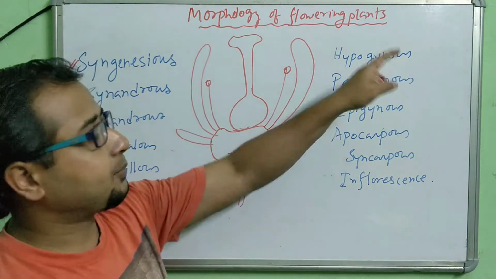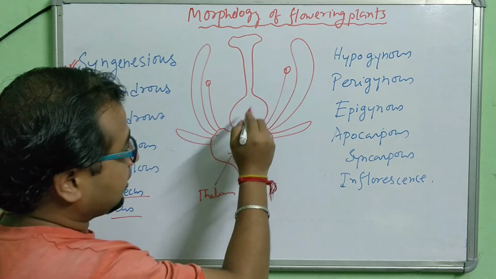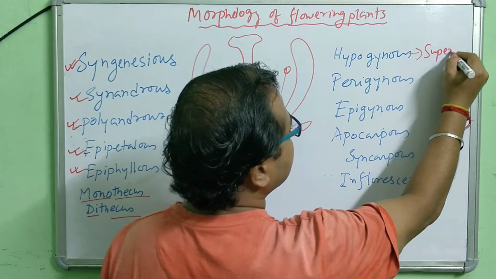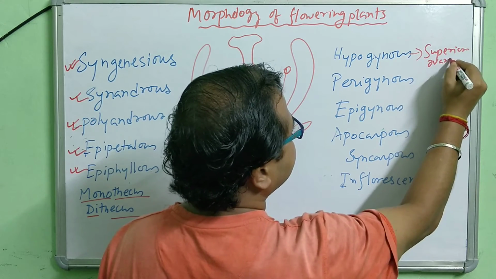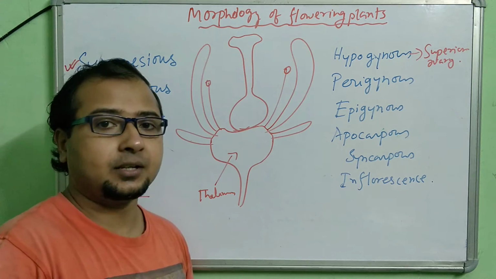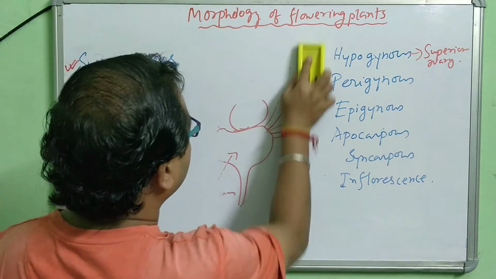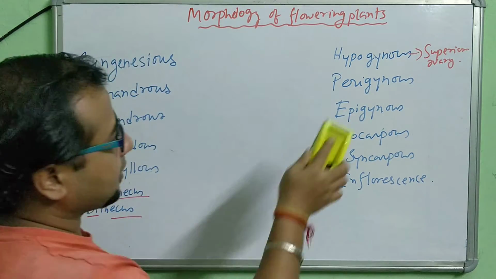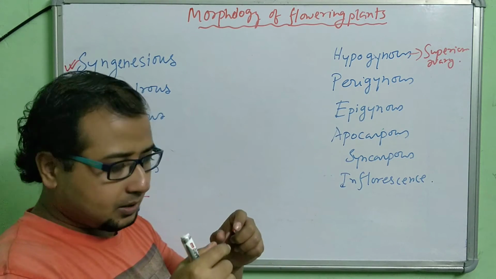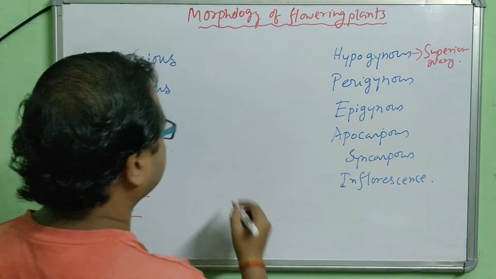So the ovary of the gynoecium is in the highest position. This is called hypogynous flower, and this kind of ovary is called superior ovary. So hypogynous flower we see here, superior ovary, where the ovary's position is at the highest compared to the other parts. Okay. Now the next part we will see here, perigynous. Perigynous means what? The arms of the receptacle elongate upward.